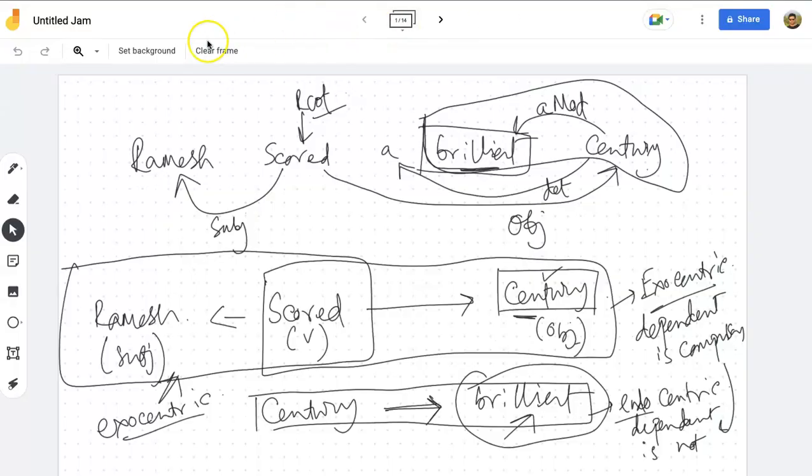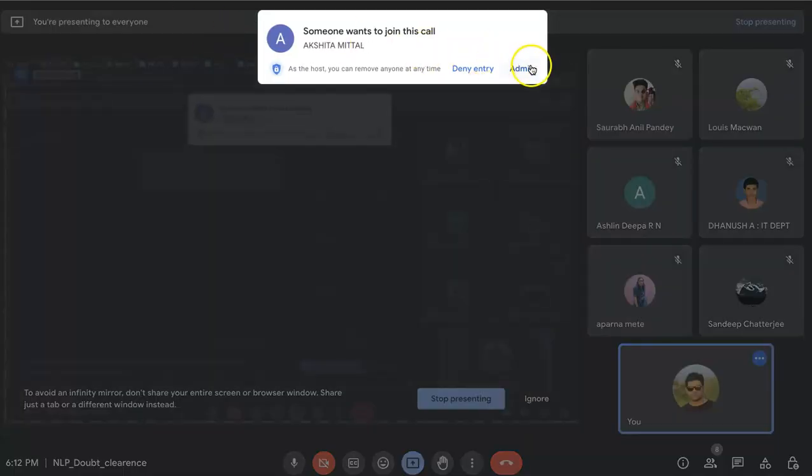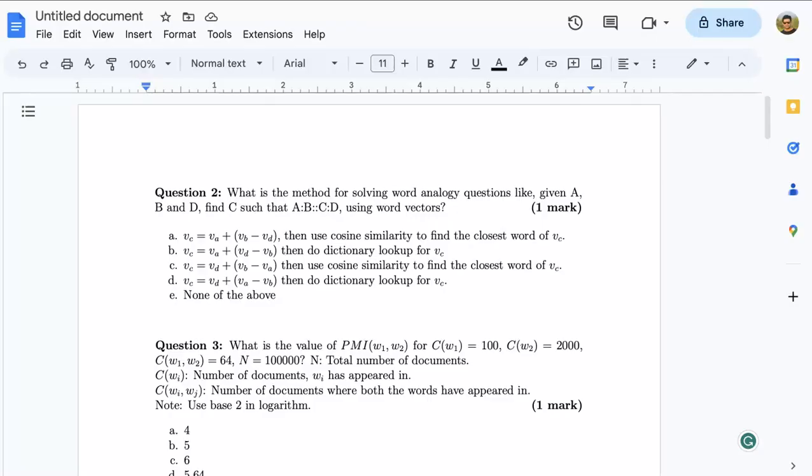Let's create the frame. I hope you know what word2vec is, although it's kind of old, so people nowadays use it rarely. But still, I hope you saw this: the distance from king to man, queen to woman, or a similar kind of thing. This question is like that only. In this question, they are saying A is to B equal to C is to D.